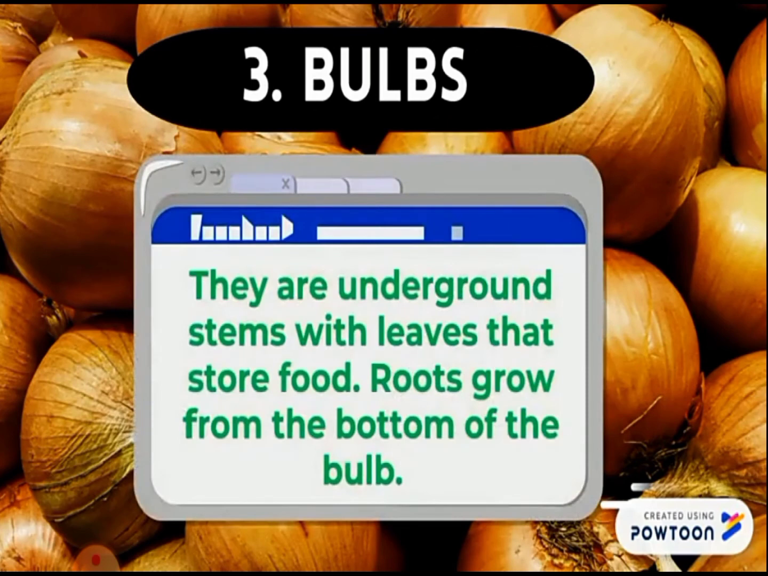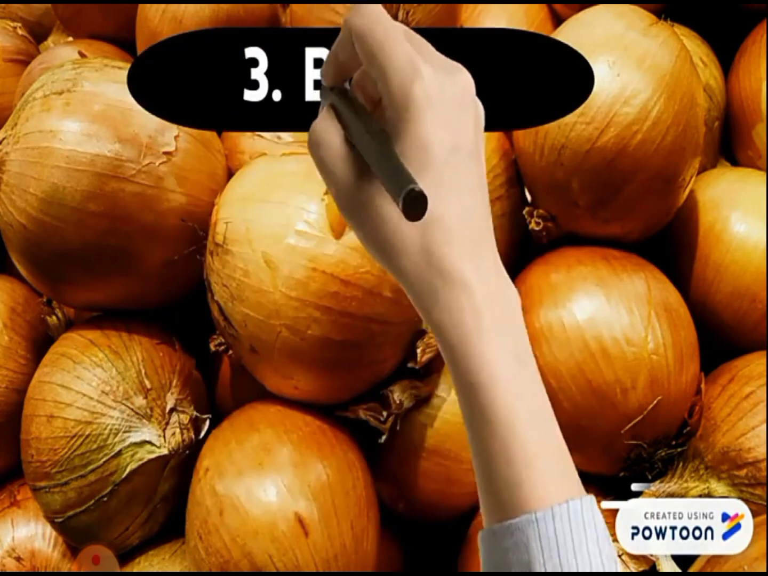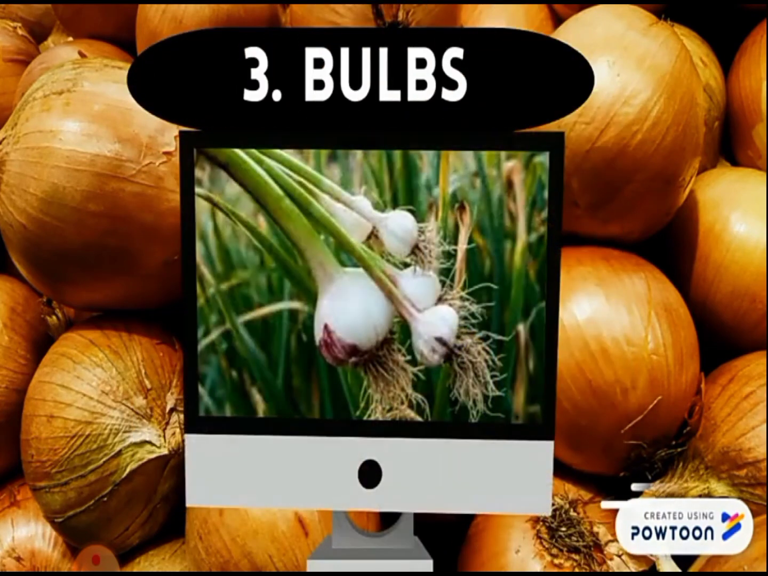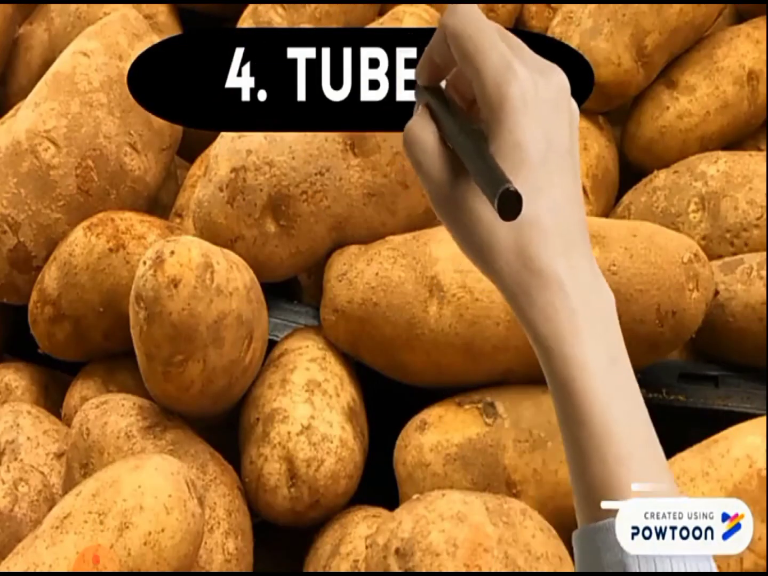Bulbs. They are underground stems with leaves that store food. Roots grow from the bottom of the bulb. Si bulb, tulad ng onion, okay? Special stems din siya. Kung mapapansin nyo, it grows big. Tapos, nagkakaroon siya ng roots underground din.